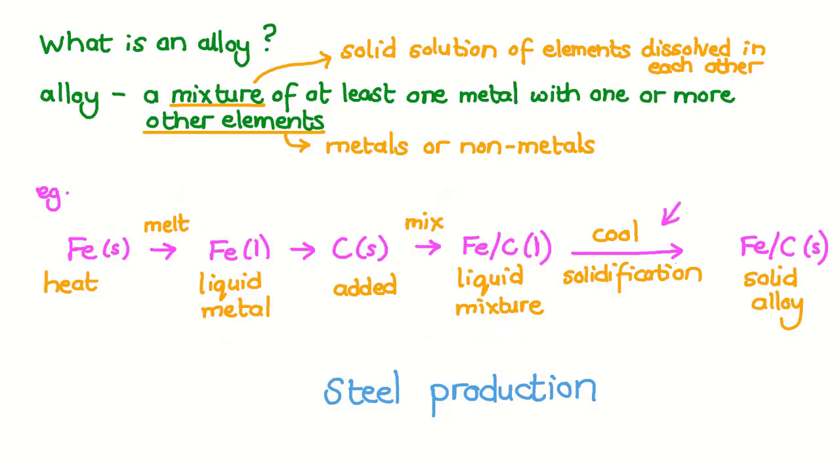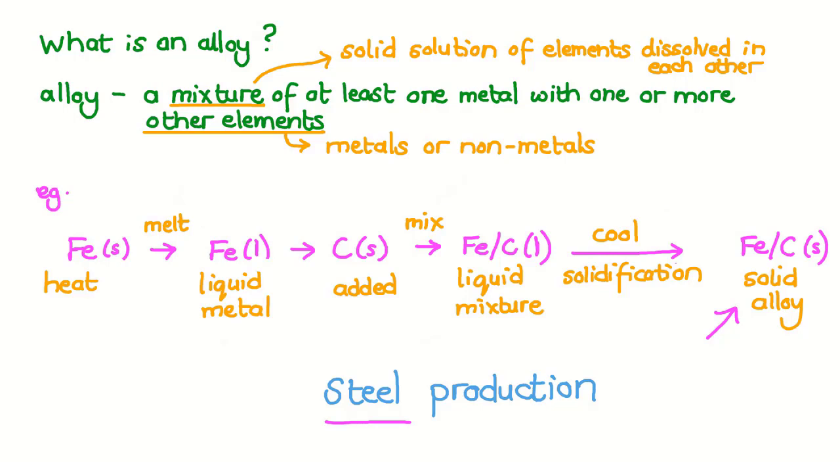Sometimes other treatment steps are performed, and then cooling and solidification is allowed to occur, and we end up with an alloy of iron and carbon, which is a solid solution mixture of the elements iron and carbon. And this is steel. Now, this is a very simplified description of steel production. The topic of steel is covered in more depth in another video.